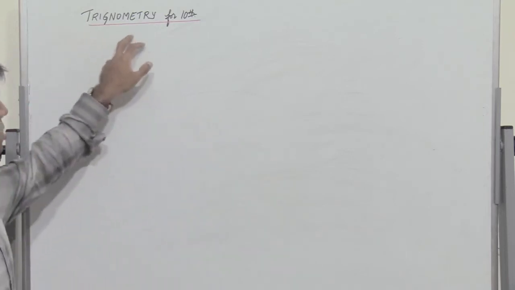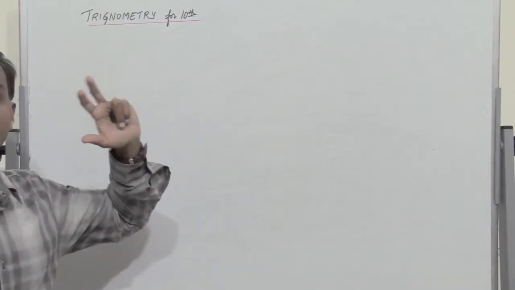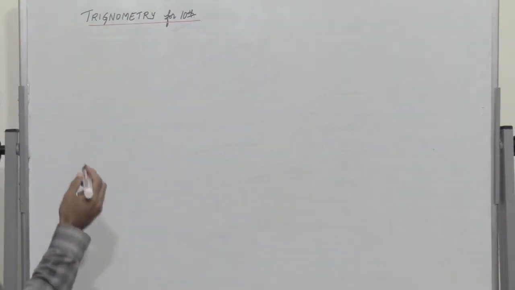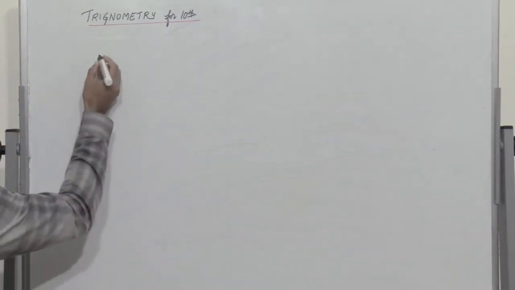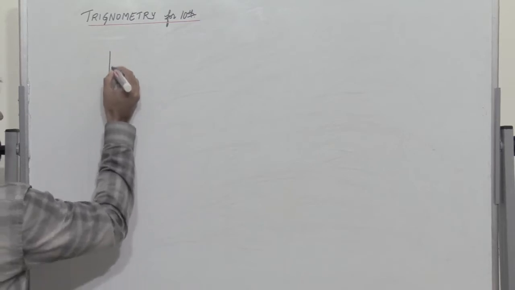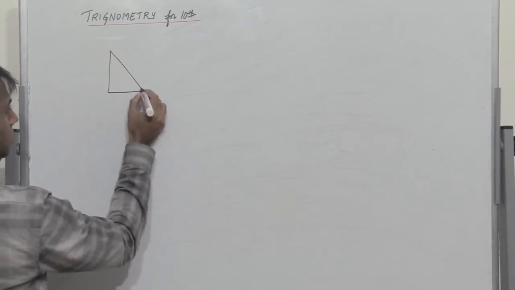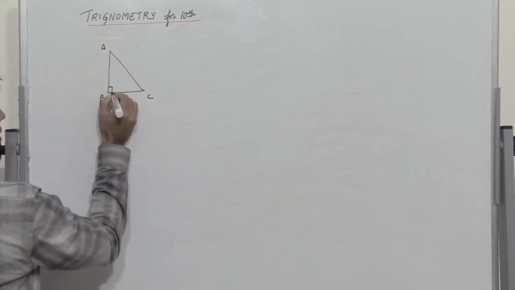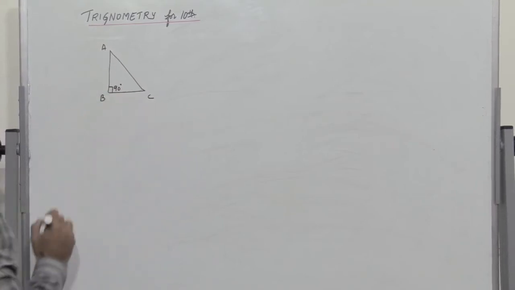And now in trigonometry, we consider a right angled triangle. So let me consider a right angled triangle. So this is A, B and C, and there's a 90 degrees at B here. So this is a right angled triangle.